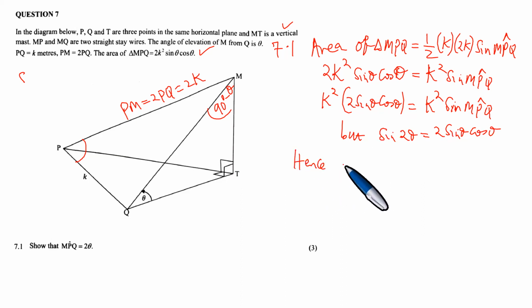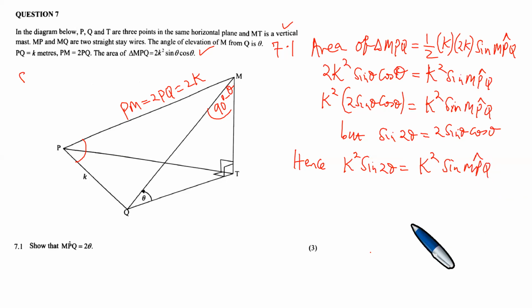Right. Hence, this is K squared. Wherever there is 2 sine theta cosine theta, what do we have? Sine 2 theta. So this is sine 2 theta, which is exactly the same as K squared, the trigonometric sine of MPQ. Right. We divide by K squared both sides, and we get that the sine of this is equal to that. Okay, you can show one step here. Right, so you can just show a step here.